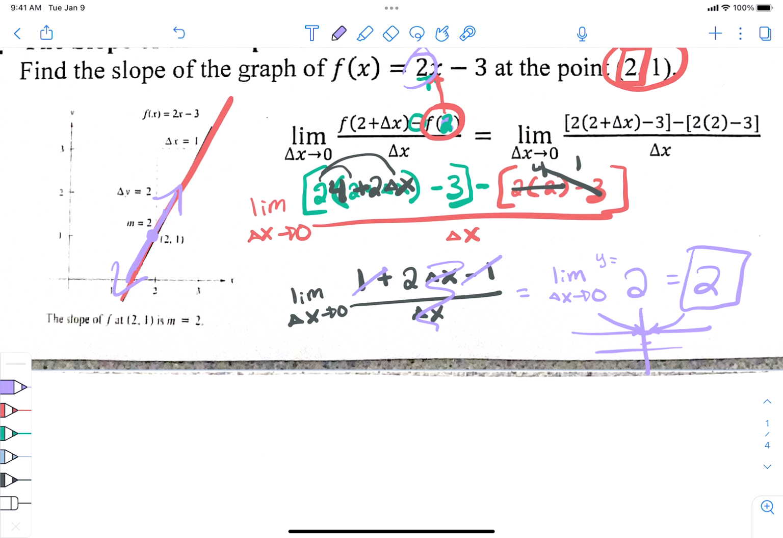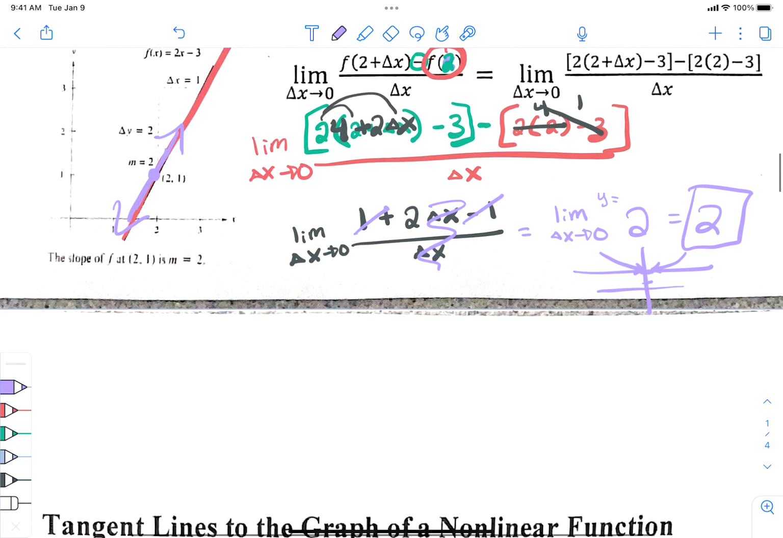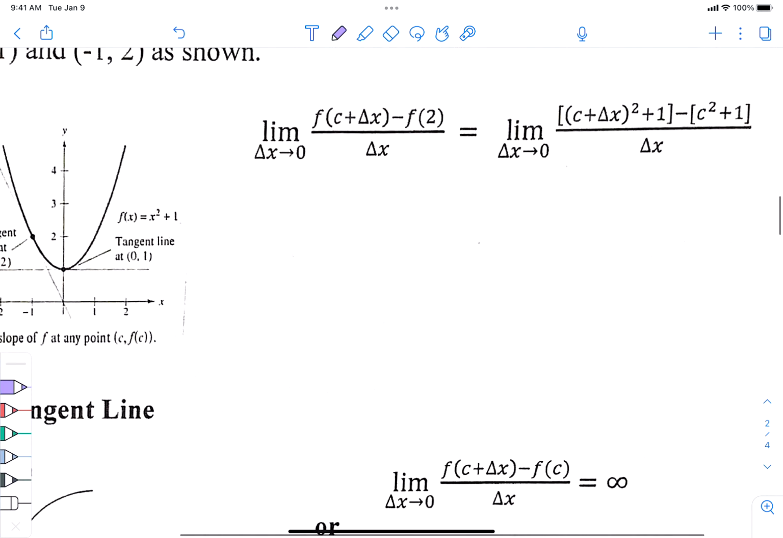Okay? This is the longhand way of finding a derivative. Tomorrow I'm going to give you this example and you'll just say, oh, yep, it's 2, without even looking at the graph. But this is where it comes from. Let's do a couple more of these and then we'll kind of have the idea down.